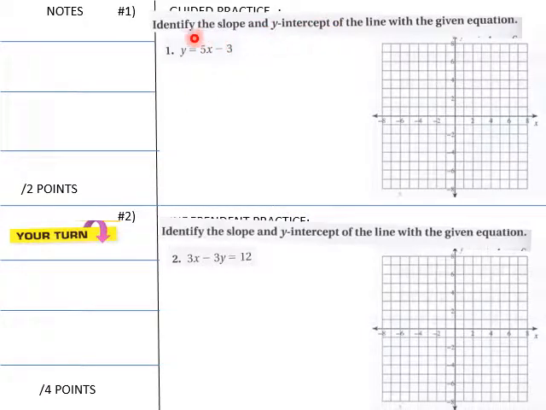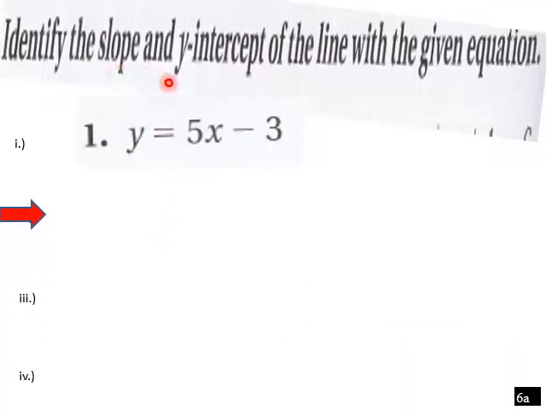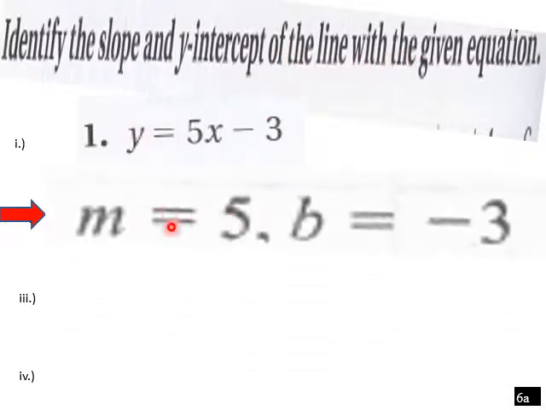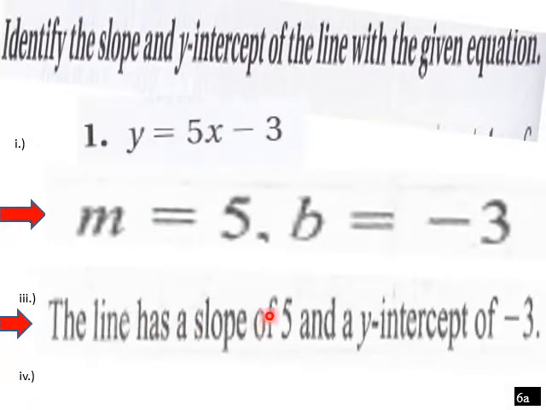Identify slope, y-intercept of the line given right here. Y equals 5x minus 3. Students, here's your problem here. Find the slope and y-intercept of this equation here. Okay, guided practice. Identify slope and y-intercept line with a given equation here. Slope is 5, y-intercept being negative 3 here, negative 3. Line has slope of 5, y-intercept of negative 3.